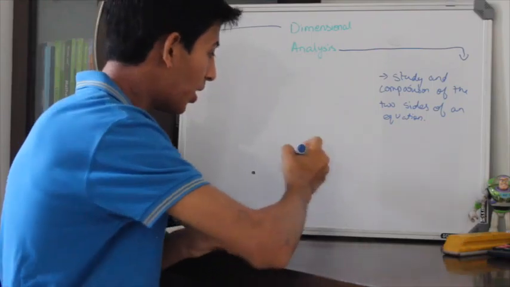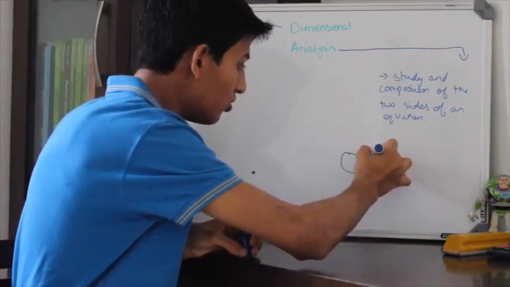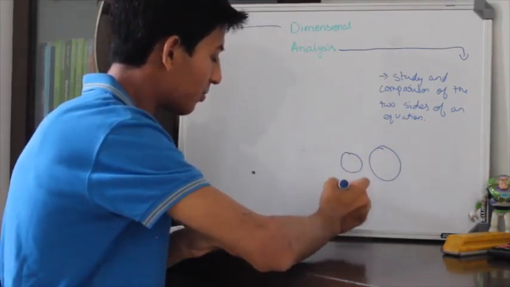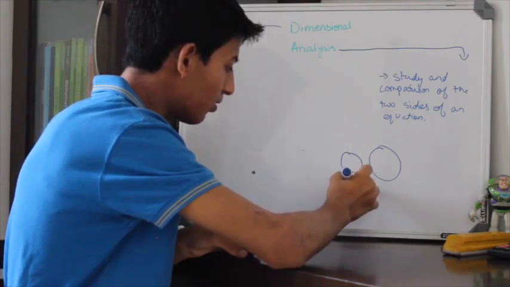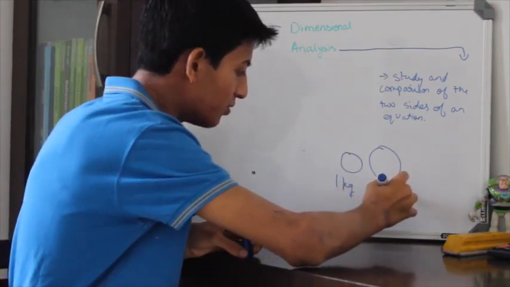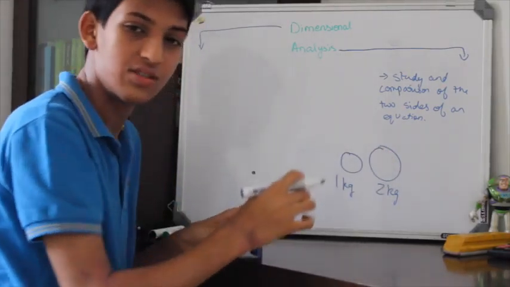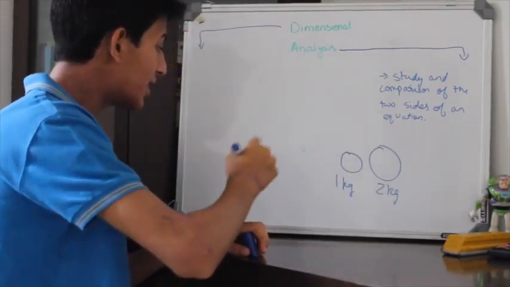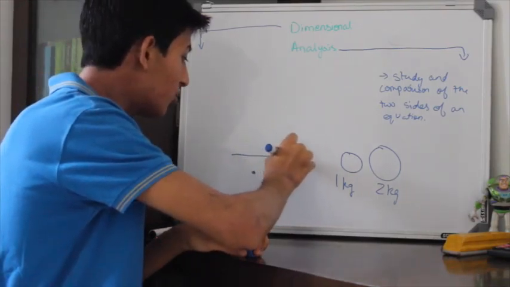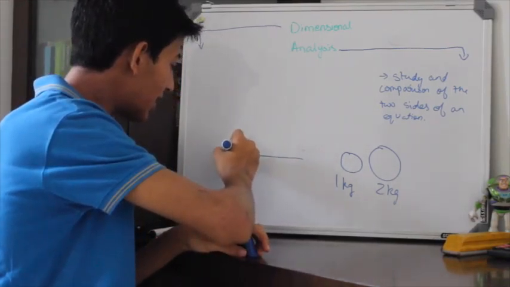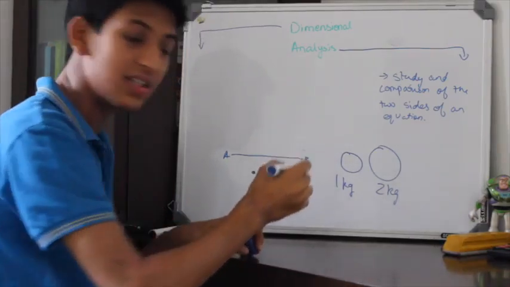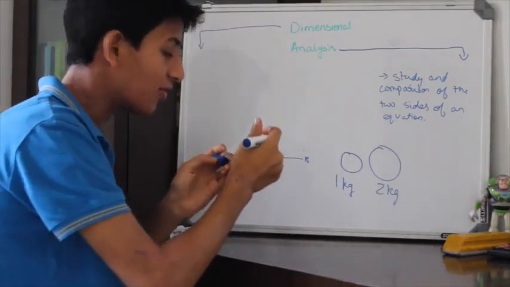So let us take mass for instance. You can say that this bob weighs 1 kilo and this bob weighs 2 kilos. You can measure how much mass is there inside these two objects. Or let's take length for example. You can measure how long this line segment AB is, in the dimension of length.